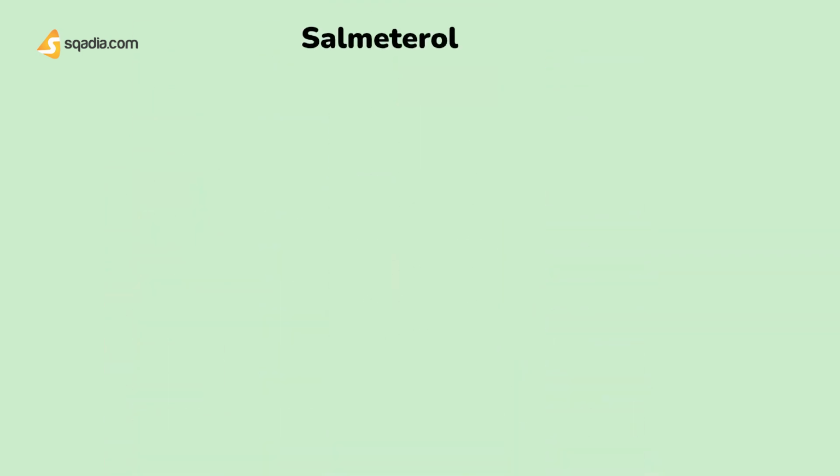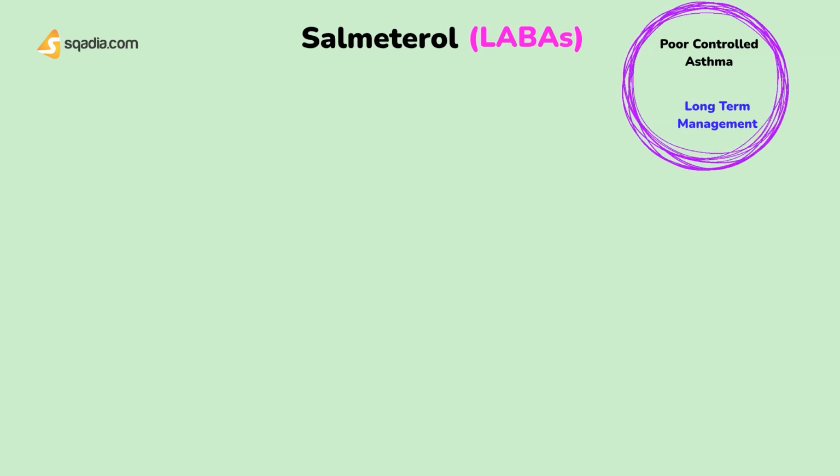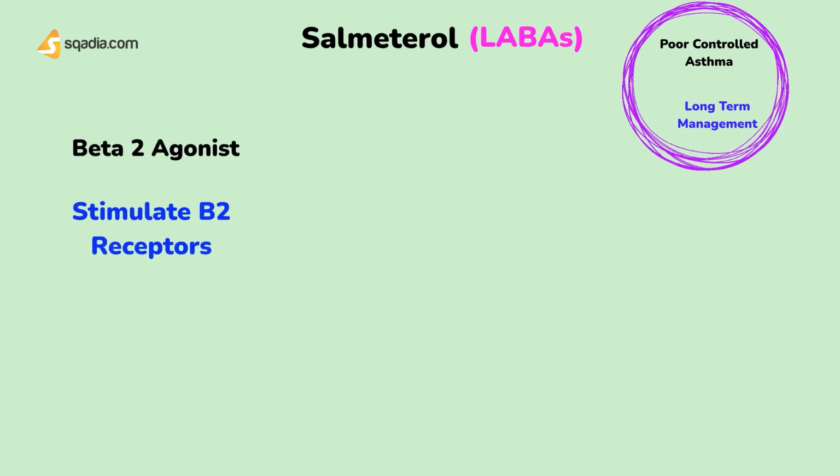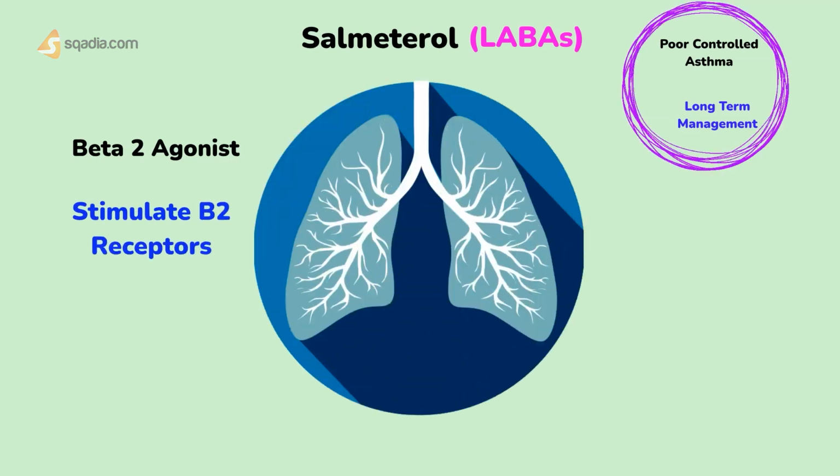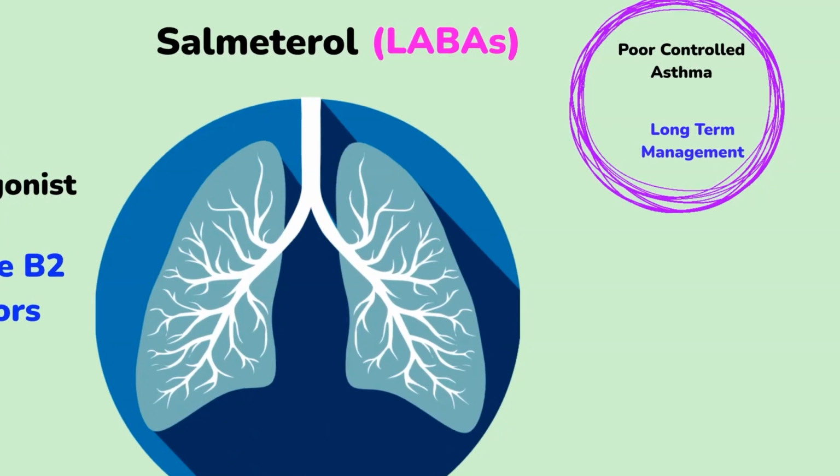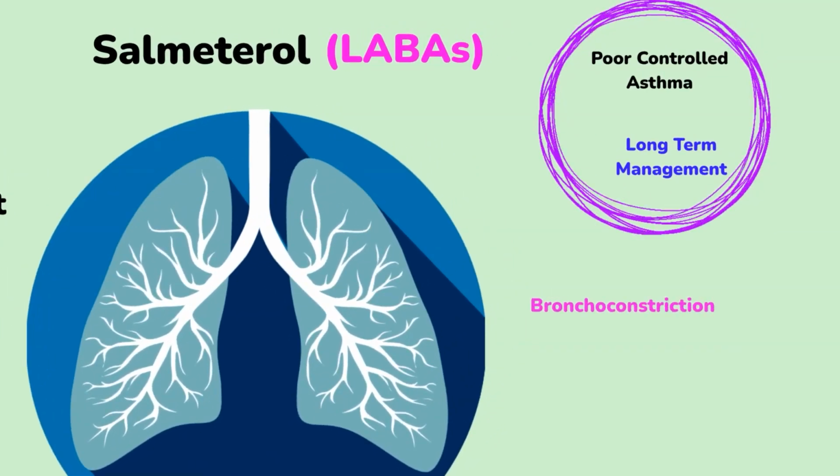The second subdivision includes long-acting salmeterol. Long-acting salmeterol is used in poorly controlled asthmatic patients and it is used for long-term maintenance therapy or treatment. Inhaled salmeterol belongs to a group of drugs called beta-2 agonists and these are long-acting. These drugs stimulate beta-2 receptors that are present in the bronchial musculature and this causes them to relax and prevents bronchoconstriction. It also prevents severe asthmatic symptoms like wheeze, cough, and breathlessness, and helps to control them.